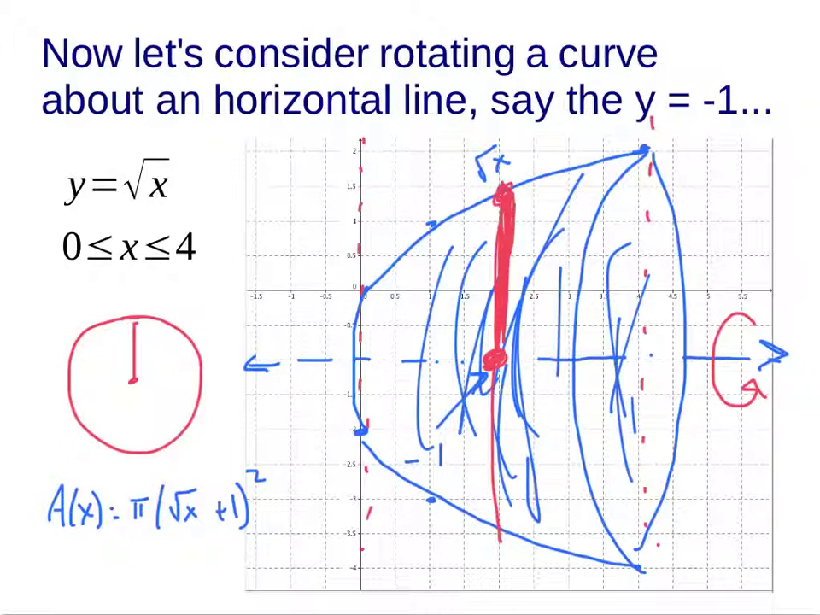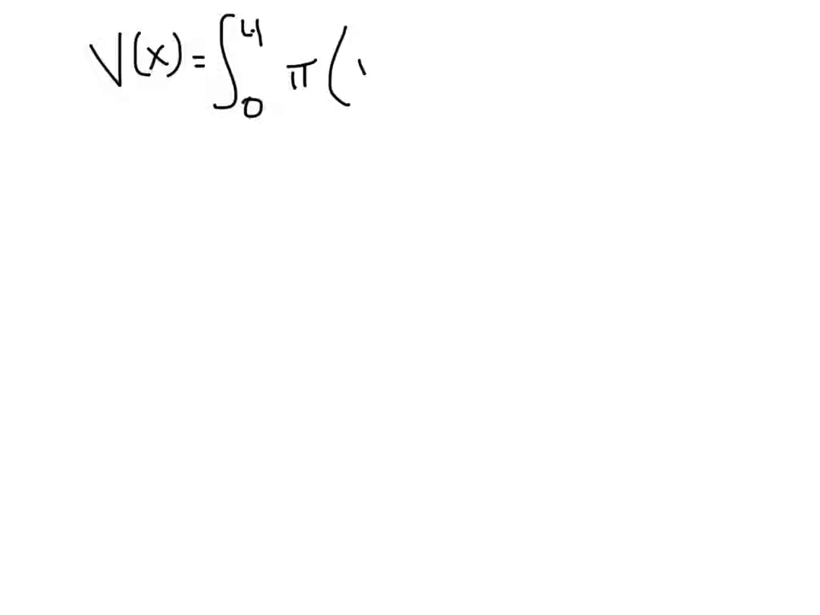Okay, there's our area function. Let's integrate this thing. So that volume function is going to be the integral from a to b, for us that's 0 to 4 again, of pi times our radius function, which was square root of x plus 1, and then we have to square that thing, and this is a dx.